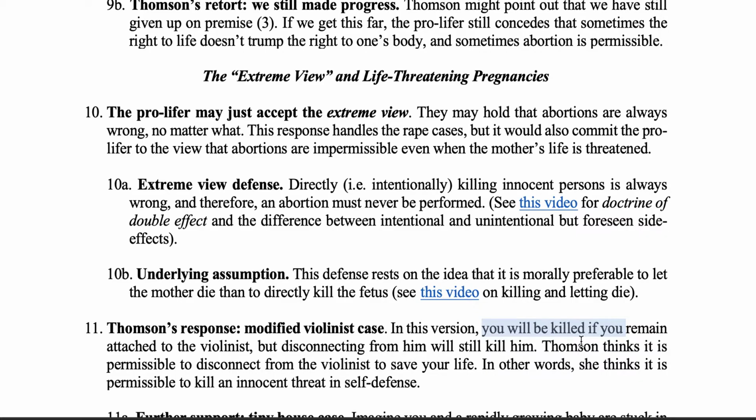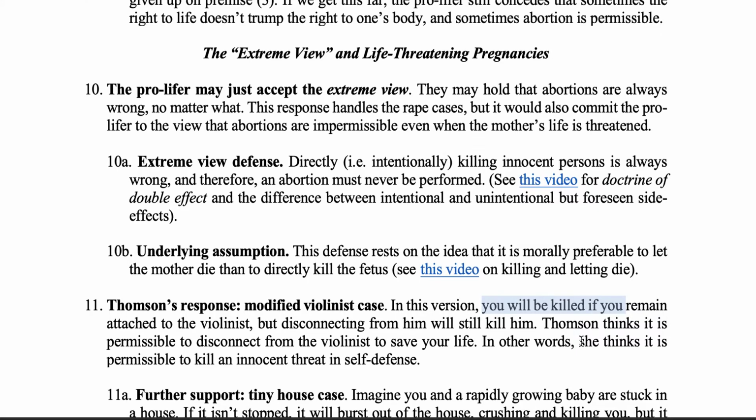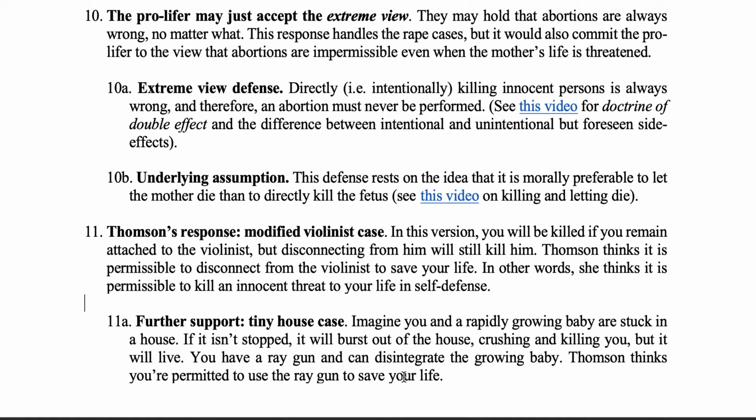And she thinks it's obviously permissible in this case, maybe even more so than in the first case, that you can disconnect to save your life. Right, and she thinks it's permissible to, basically, this is the principle. She thinks sometimes it's okay, it's permissible, it's morally allowed to kill an innocent person in self-defense if that person is threatening your life. So sometimes it's permissible to kill an innocent threat to your life in self-defense. Okay.